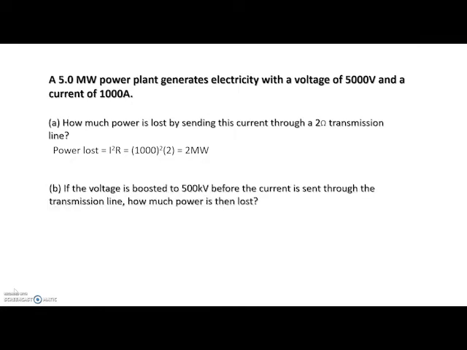However, if the voltage is boosted to 5000 kV before the current is sent through the transmission line, how much power is then lost? Using the formula P equals VI, current can be calculated by 5 million divided by 5 million, which will give you 10 amperes. Power loss now is actually only 10 squared times 2, which is 200 watts. This amount is really insignificant compared to the original amount, which is 5 megawatts. Therefore, it is clearly seen that decreasing the current greatly reduces power loss.